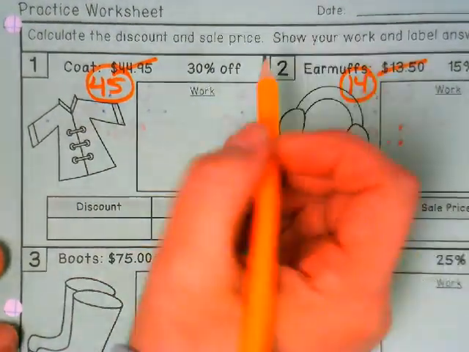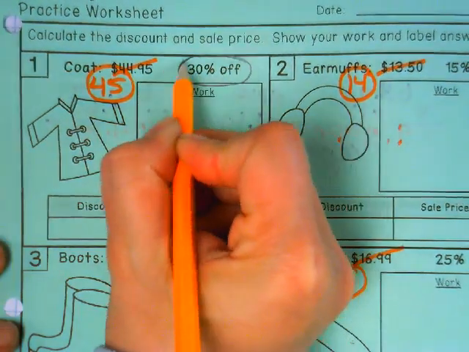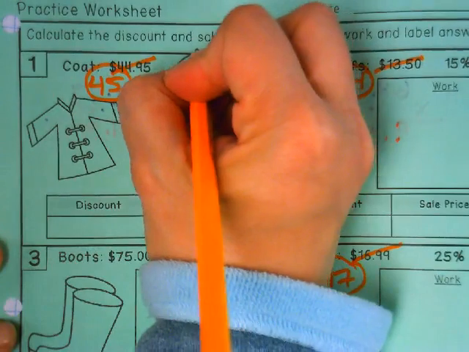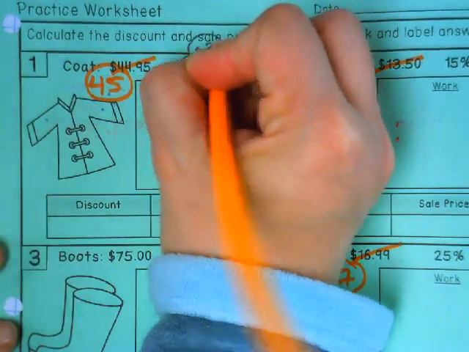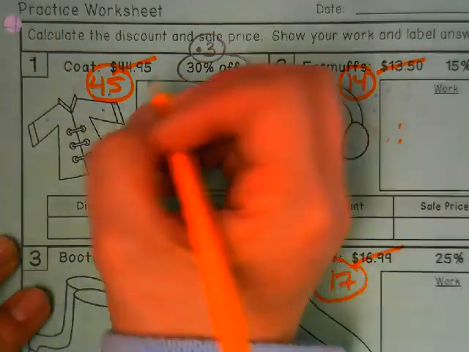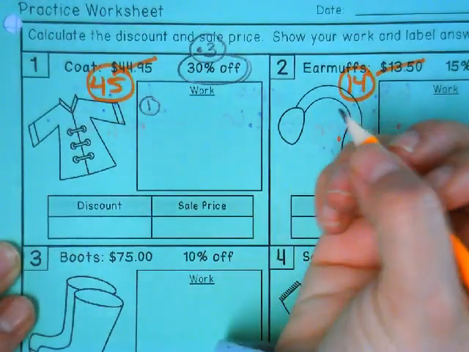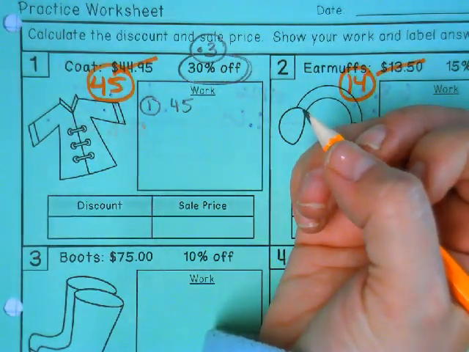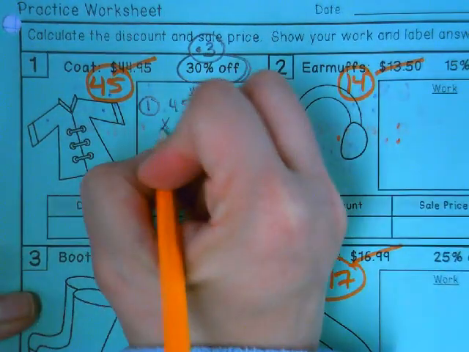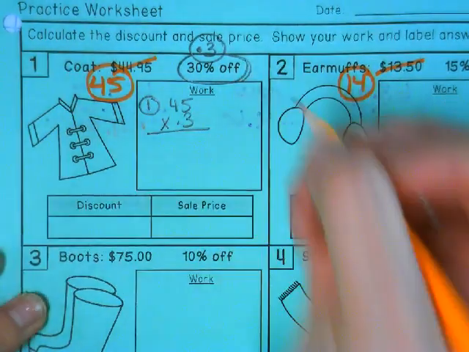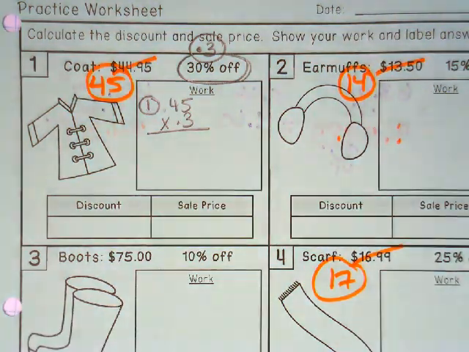Number 1. First thing we have to do is take 30% and change it to what? 0.3, 0.30. Okay, that's the number we're going to use. Number 1. We're going to take 45, and what math are we going to do? Multiply by 0.3. Okay, use a calculator. Tell me what that equals.